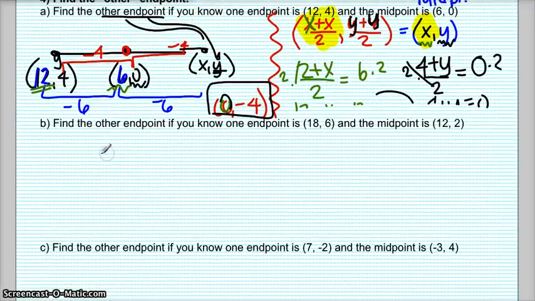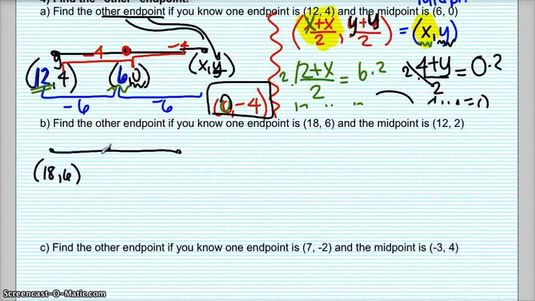Letter B reads, find the other endpoint. If you know one endpoint is 18, 6, you know the midpoint is 12, 2. Find the other endpoint. So this is the middle. The middle means that it's exactly halfway from either endpoint. So look at your x values, your 18 and your 12.